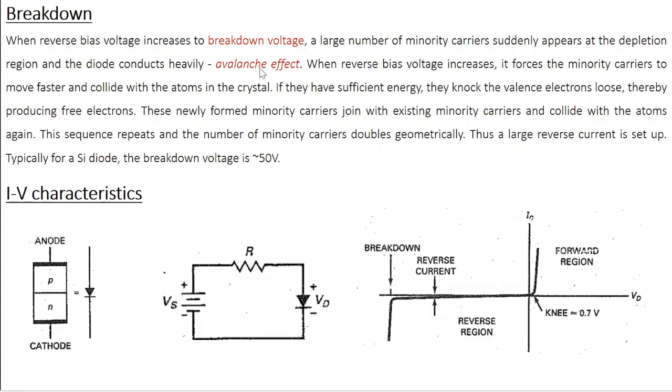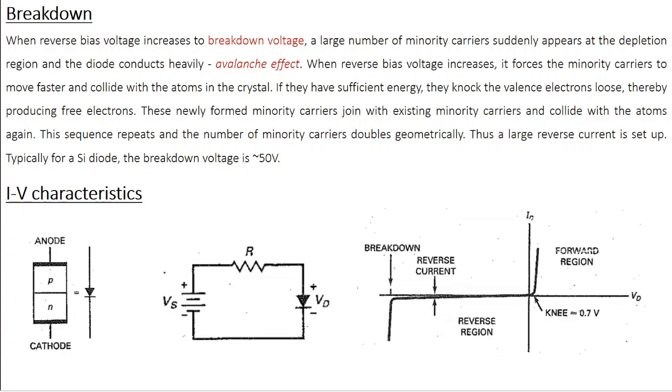This is known as avalanche effect. So what happens here? Let's analyze. When you apply a reverse bias voltage, this is going to act as a forward bias for the minority carrier. And whenever you put a charged particle in a potential difference, the particle is going to get accelerated. So the reverse bias is going to accelerate the minority carrier.